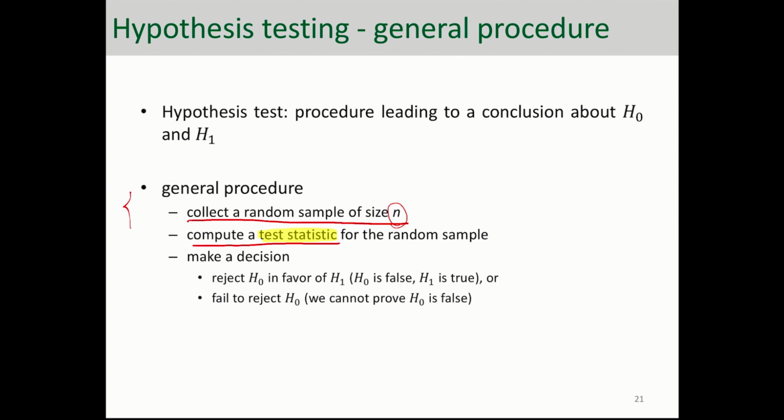And you calculate that, and then the third step is to make a decision. So it's like a three-step procedure. You collect the data of size n, you calculate your test stat, and then you make a decision. How do we make a decision? We'll talk about it, but the outcome of the decision is one of these two. You either reject your null hypothesis in favor of the alternative hypothesis, or you fail to reject the null hypothesis. In other words, you quote-unquote accept your null hypothesis.